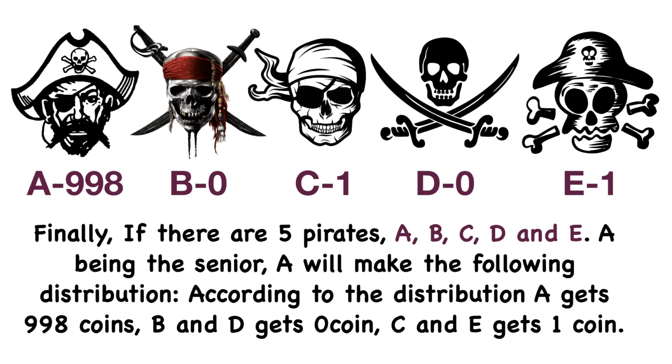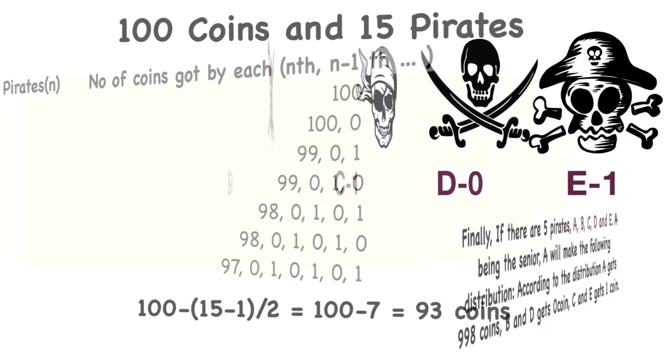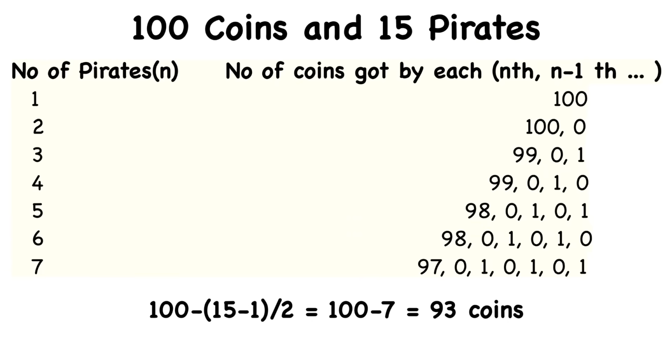In the same puzzle, suppose there are 100 coins and 15 pirates. How does the most senior pirate save his life and get as many coins for himself as possible? Let me explain now. So for a larger number, a pattern looks like this, and let's analyze the pattern.